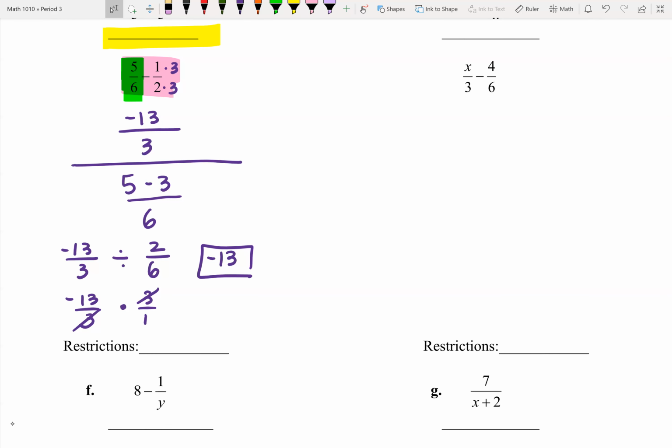Okay, Lexi, what are the restrictions, honey? None. You're exactly right. There are no restrictions. I need you to explain that to everybody, honey. Why is it none? Because there's not like an X or Y in the denominator, it's just the numbers. Yeah. Nowhere in the problem do you have an X or Y on the bottom. You're exactly right. Okay, wonderful.